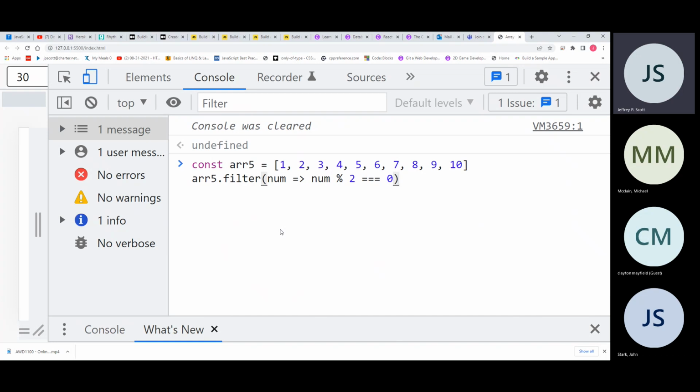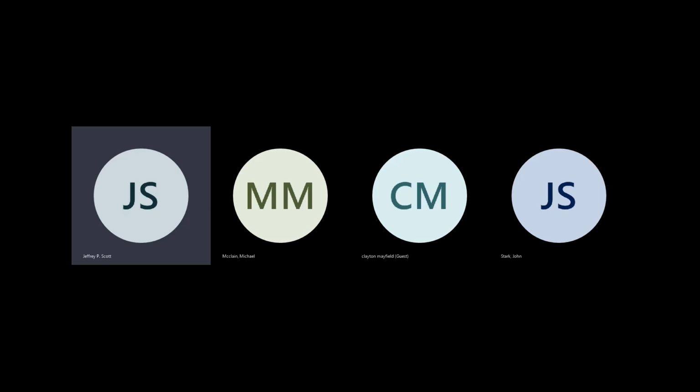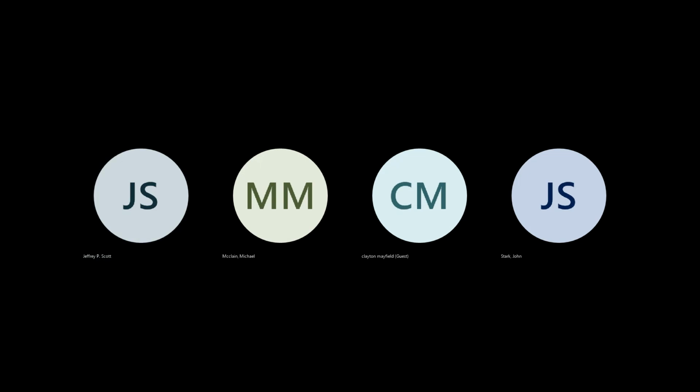And when we get done with that, what's going to be left in array 5 after we filter that out should be 2, 4, 6, 8, and 10. All right. Now, I'm going to jump back for just a second because that's only part of the problem. I want to show you the entire problem, so let me change my share.